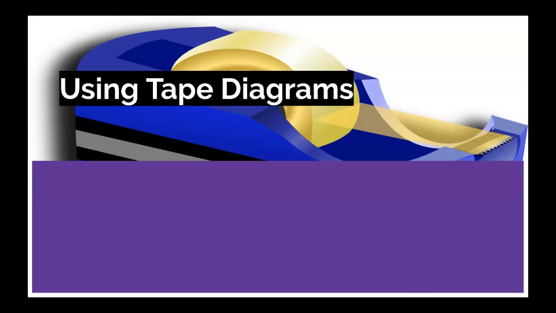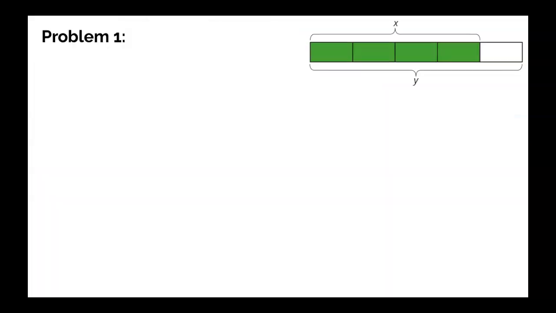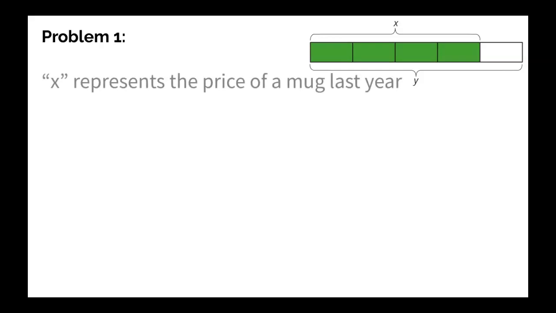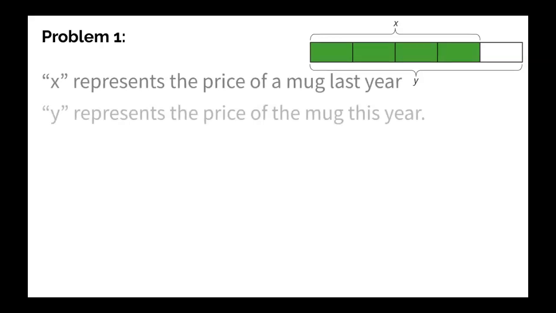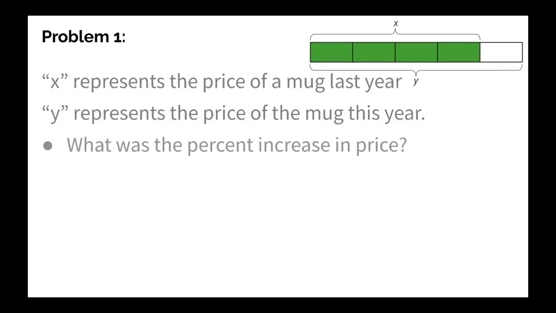So we used some tape diagrams today, and I want you to look and see if you can interpret what's going on here. So problem 1, in this tape diagram up to the right, X represents the price of a mug last year, and Y represents the price of the mug this year. Okay. So notice, I want you to see if you can figure out what was the percent increase in price. Right. I hope you figured out it was 25% because there were originally 4 green blocks and we add 1, so that's 1/4. 1/4 is 0.25, which equals 25%.